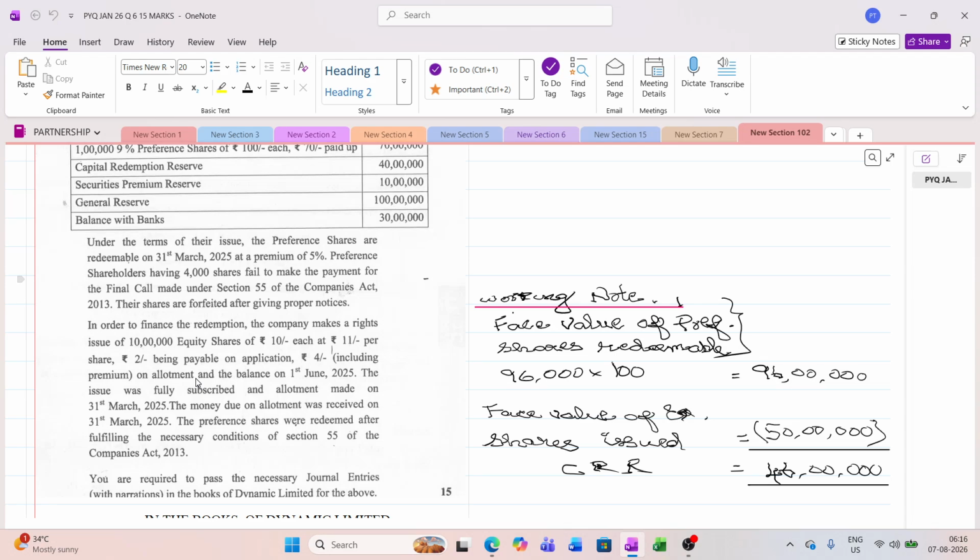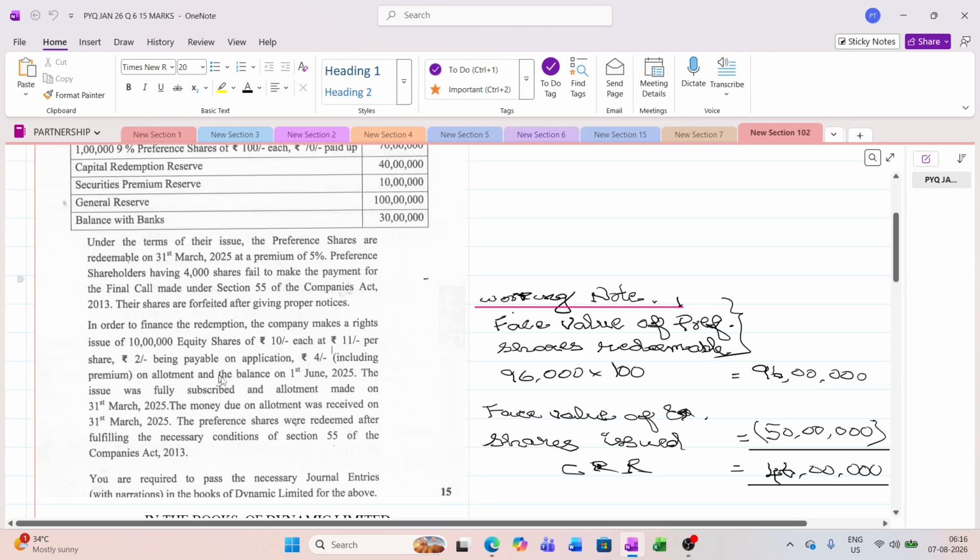They did not say when that balance has been received. So it is made on 1 June 2025, and we are not going to consider it. We will be taking only the application money and the allotment money. Clear? Only face value is taken. No premium will come into the use for redemption. So make that clear.